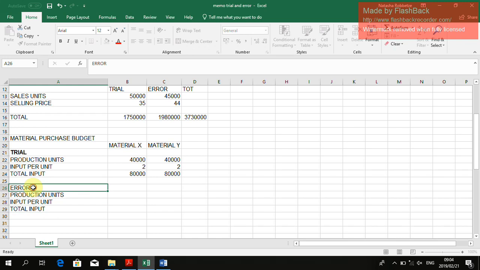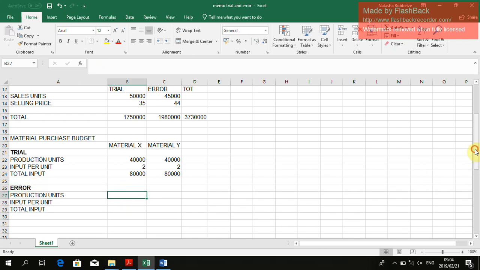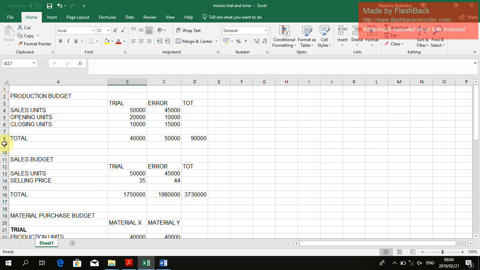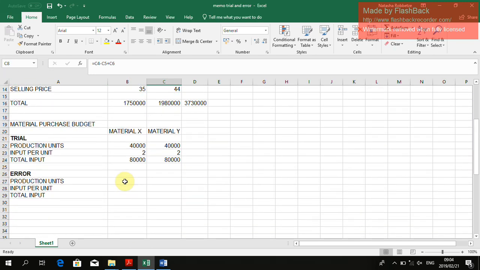Right, so for error, if we look at the production units again, please, not sales units, production units. If you look at the production units for error, it was 50,000 units that had to be made. So I'm going to fill out the 50,000 under each column because I will need enough materials of both to make 50,000 units of this product.